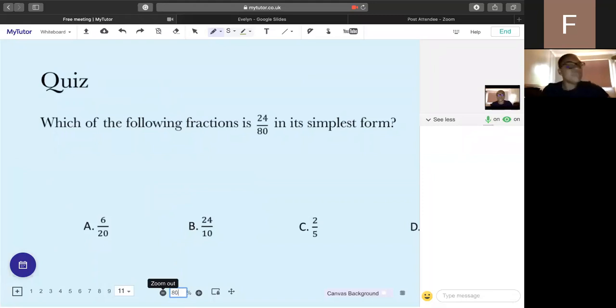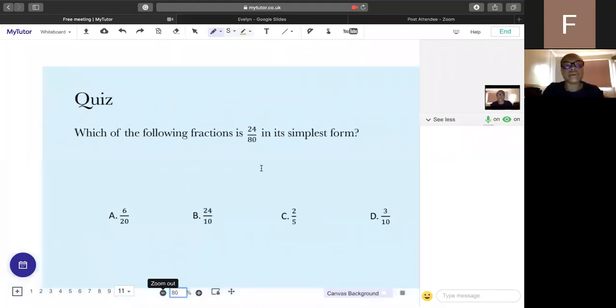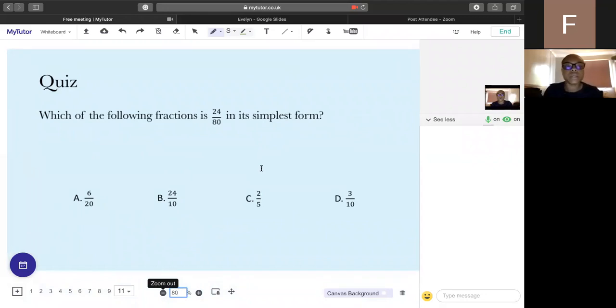So before we move on, let's go through a quick quiz. Which of the following fractions is 24 over 80 in its simplest form? Is it A, 6 over 20? Is it B, 24 over 10? Is it C, 2 over 5? Or is it D, 3 over 10?